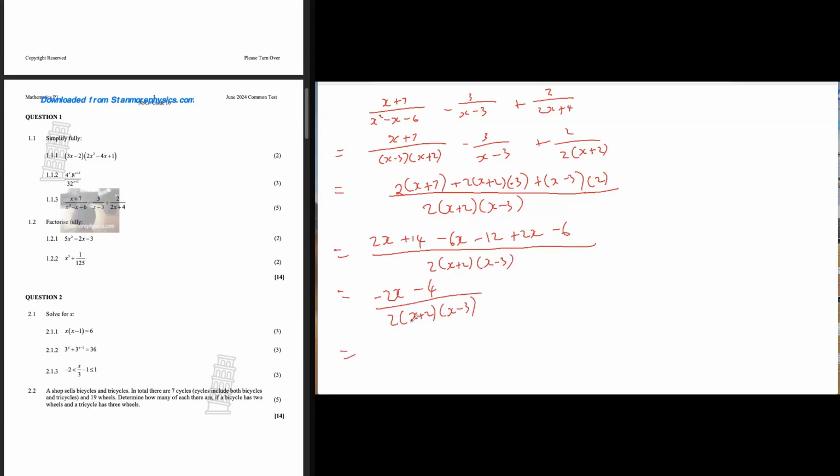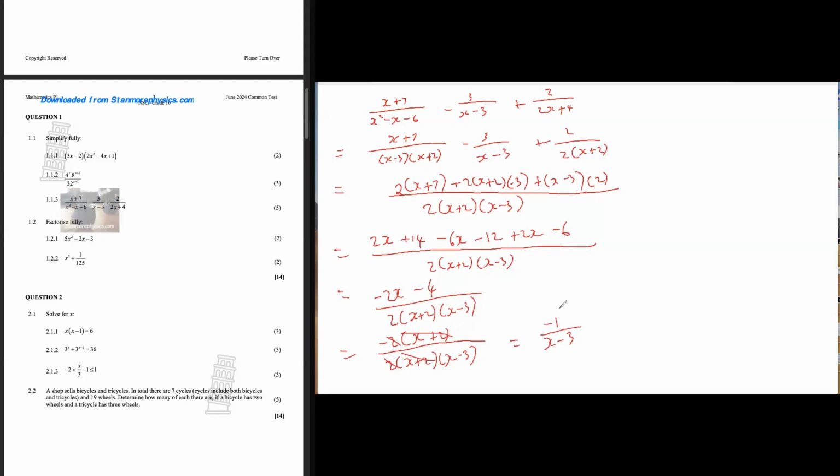Now we're going to factorize the numerator here. We're going to take out negative 2, and we will be left with x plus 2, all over 2 into x plus 2, x minus 3, and this would cancel off this as well, leaving a minus 1 on the top. So that's actually equal to negative 1 over x minus 3.